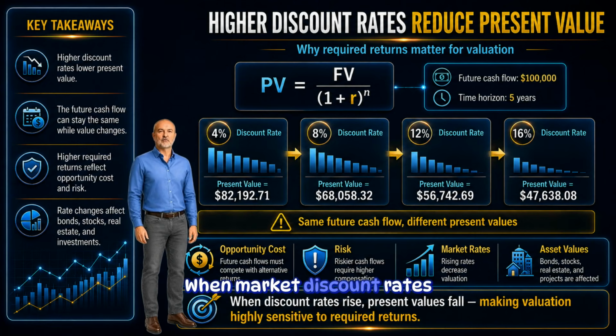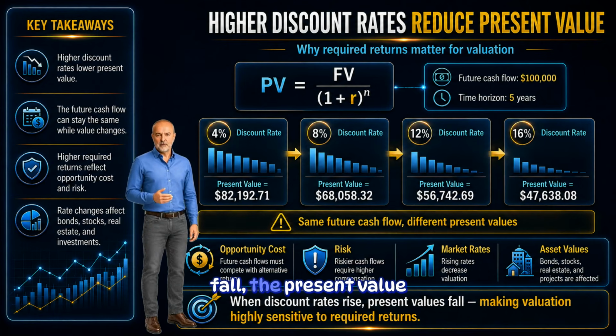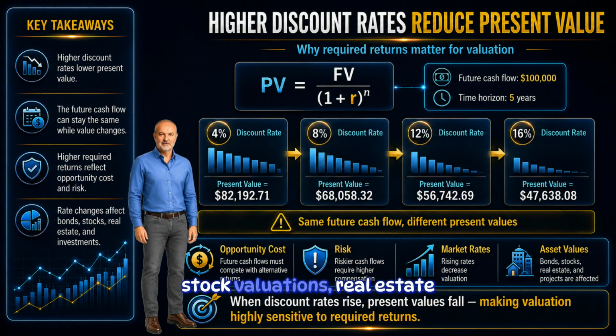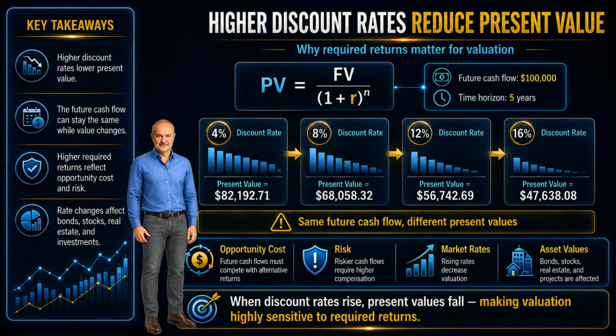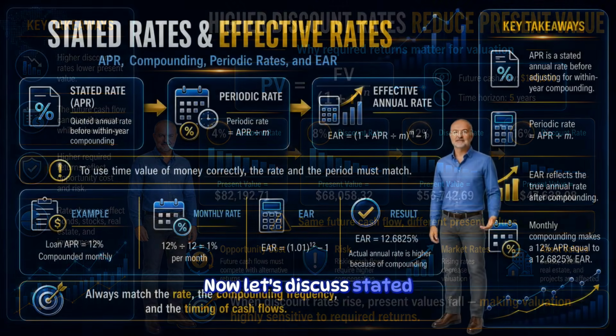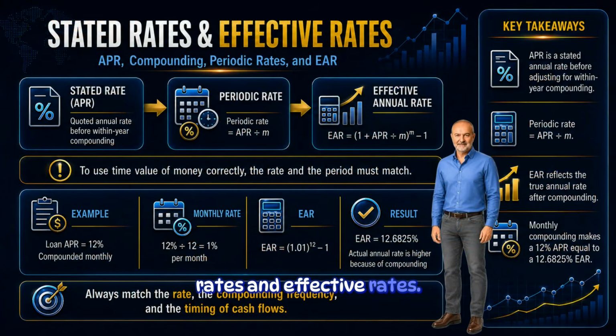When market discount rates rise, the present value of many future cash flows decreases. When market discount rates fall, the present value of many future cash flows increases. This logic helps explain why interest rate changes can affect bond prices, stock valuations, real estate values, and long-term investment decisions. Now, let's discuss stated rates and effective rates.